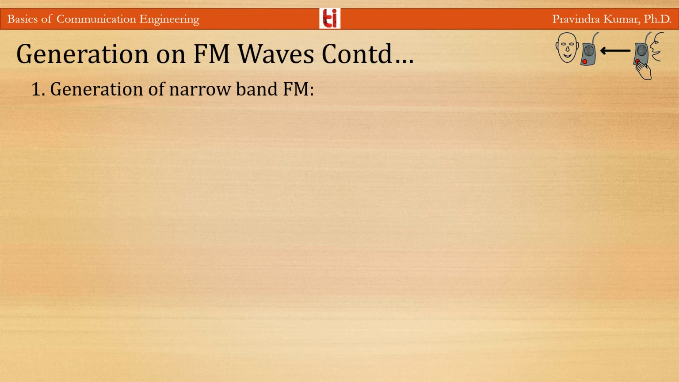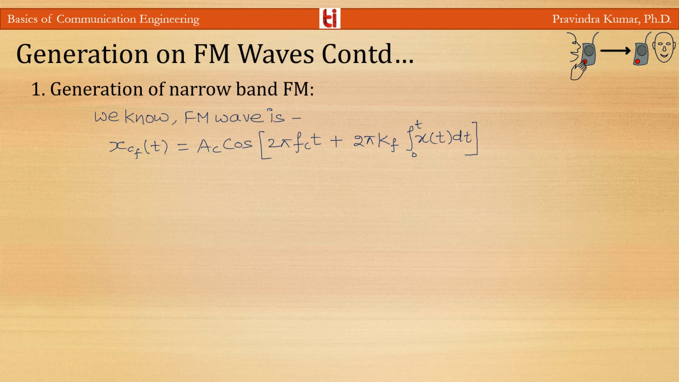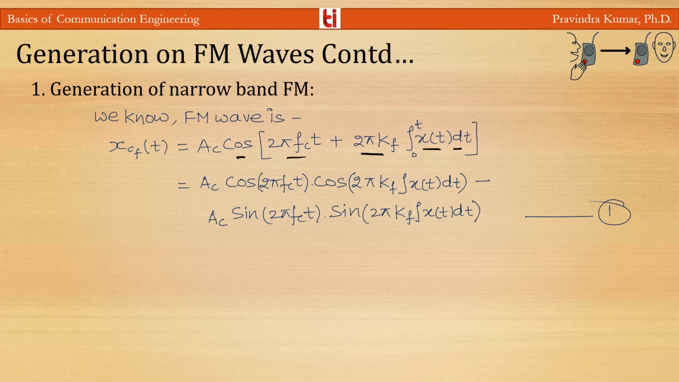We know that the standard wave equation for FM is Ac cos(2π fc t + 2π kf ∫x(t)dt). Using the expression cos(A+B) = cos A cos B minus sin A sin B, it becomes Ac cos 2π fc t into cos(2π kf ∫x(t)dt) minus Ac sin 2π fc t into sin(2π kf ∫x(t)dt).